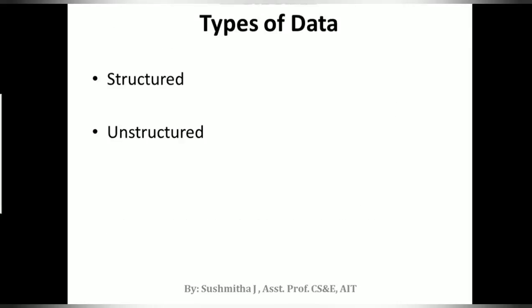Now, a quick two words about the types of data that we have: structured and unstructured data. What is structured data? Any data that can fit into rows and columns is your structured data. Any data that cannot fit into your rows and columns is your unstructured data. Managing the data is easier if it is structured, and it is difficult if it is unstructured.